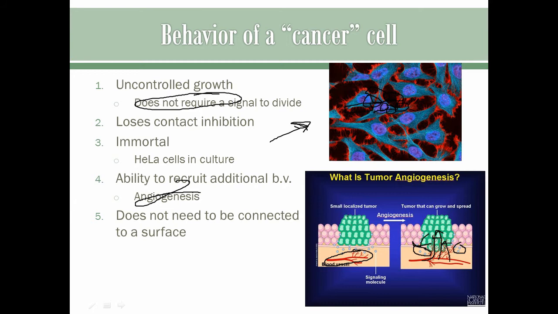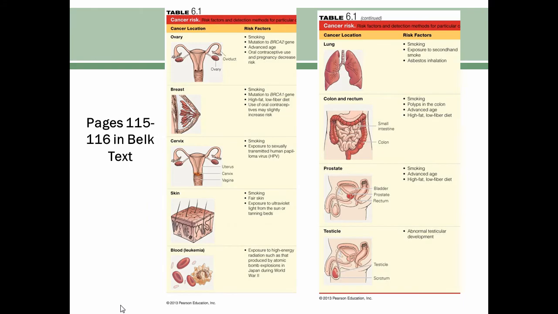Remember how I said earlier, typically if one of these cells decides to fly off the handle and go somewhere else, it's going to die. Tumor cells do not have to be connected to a surface. They can metastasize, they can move to other parts of the body and still be living. So they have the ability to metastasize. So that's different.